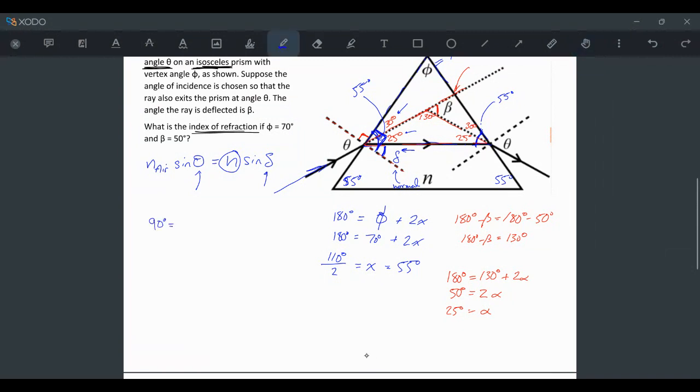So this right angle is equal to the sum of delta plus that 30 degrees that we figured out plus the 25 that we figured out. So 90 minus 30 minus 25 is equal to delta. So 90 minus 30 is 60. Minus 25 is, 60 minus 25 is 35.